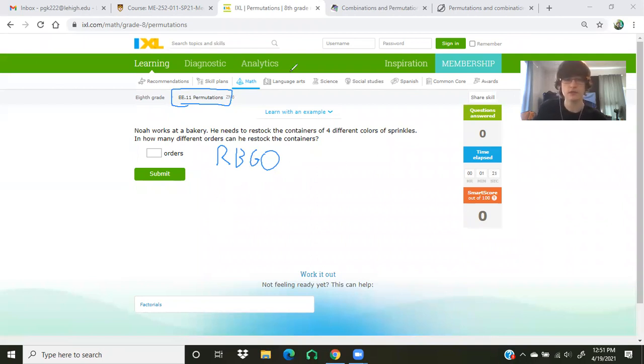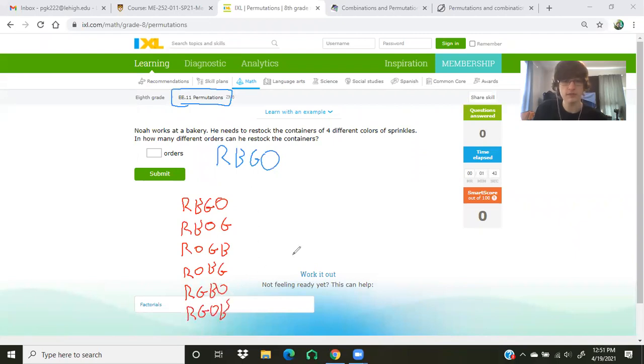Well, let's start with red. So red starting. We have red, blue, green, orange, R B O G, R O G B, R O B G, R G B O, R G O B. So that's all the possible combinations that start with R.